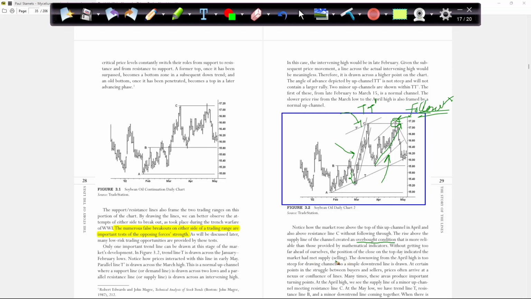The downswing from the April high is too steep for drawing channels, so a simple downtrend line is drawn.